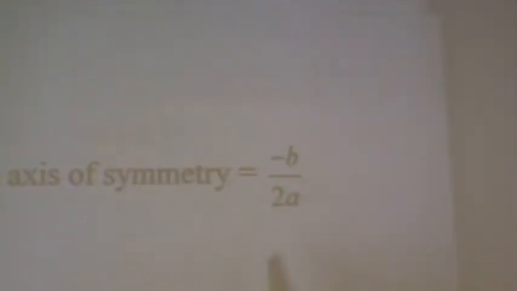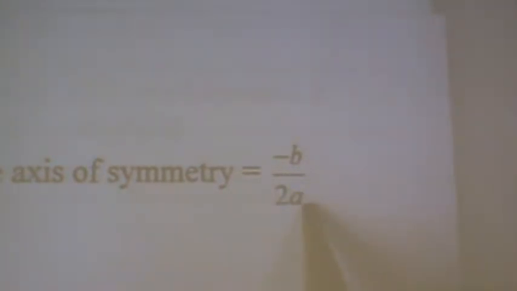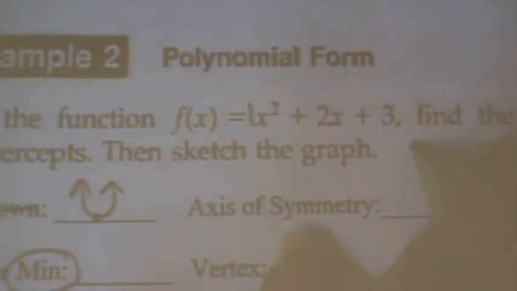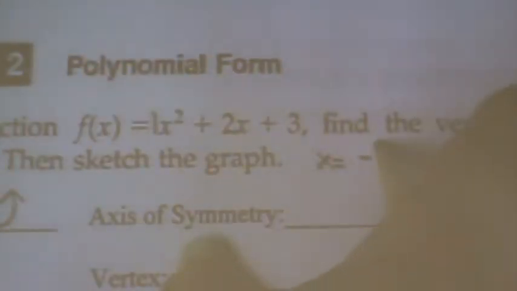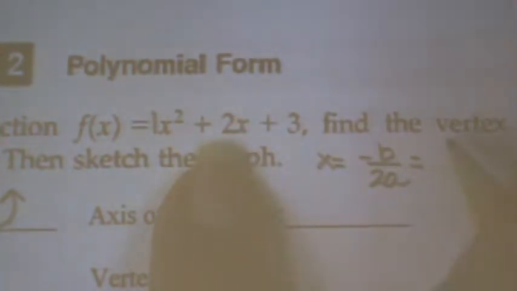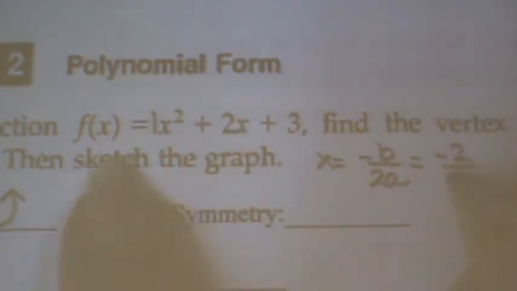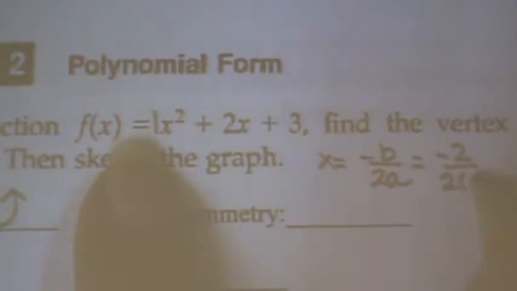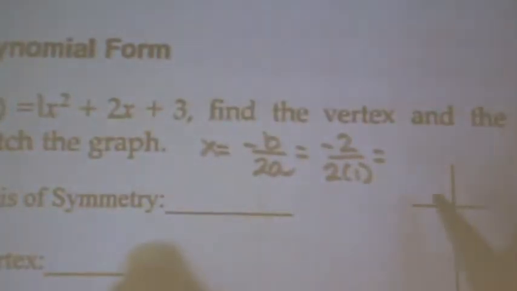The axis of symmetry is negative b over 2a. So what is the b value? Axis of symmetry is defined as the opposite of b over 2a. Well, the b value is 2, so it's negative 2 over the a value is 1, so 2 times 1. So what's the axis of symmetry? X equals negative 1. So let's start putting this stuff in. X equals negative 1 is our axis of symmetry. We know that.